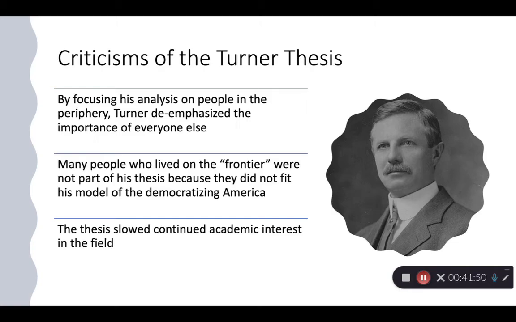So some criticisms of the Turner thesis is that by focusing his analysis on people in the periphery, or people off to the side, Turner de-emphasized the role of pretty much everyone else. So when you're looking at studying history and looking at the impacts that people have, you have to look at different groups of people. And by just looking at one group of people, just looking at ordinary people, he left out all the other groups of people that had an impact on this time period and the migration out west.